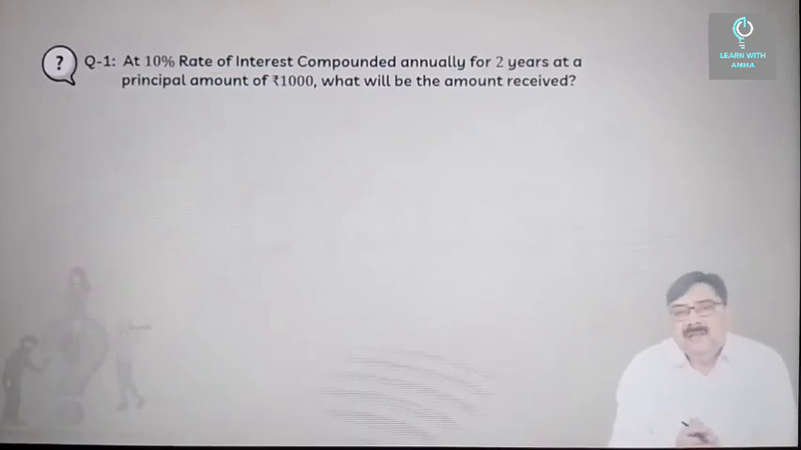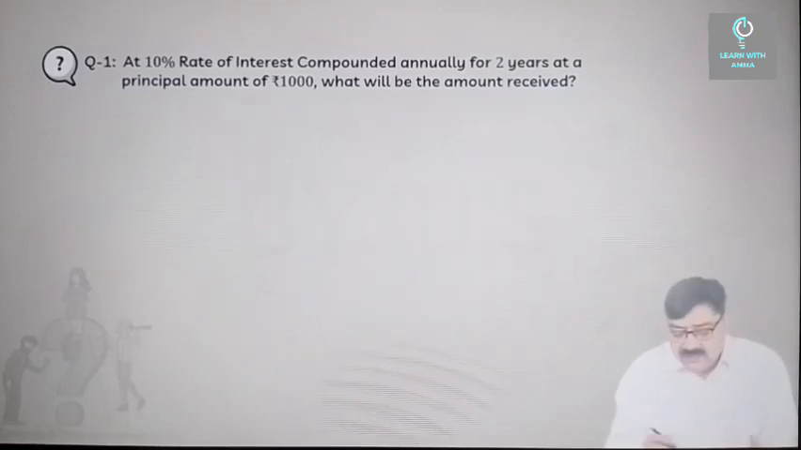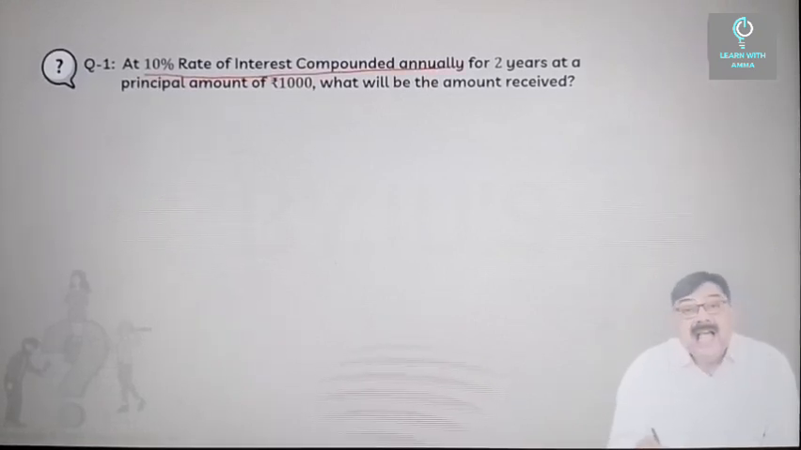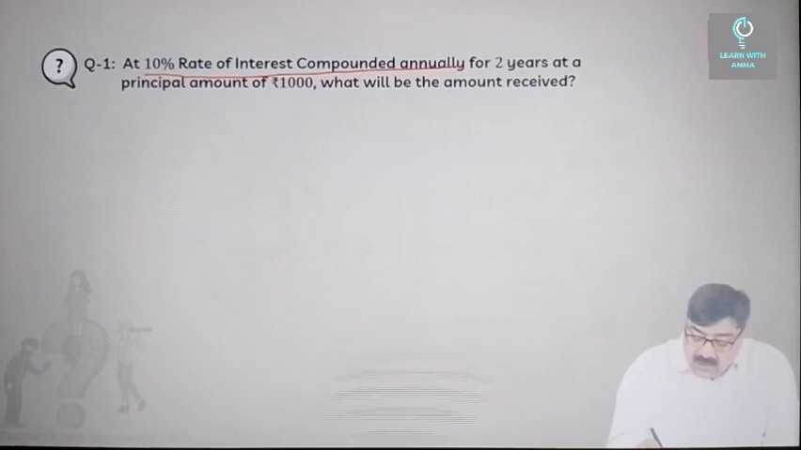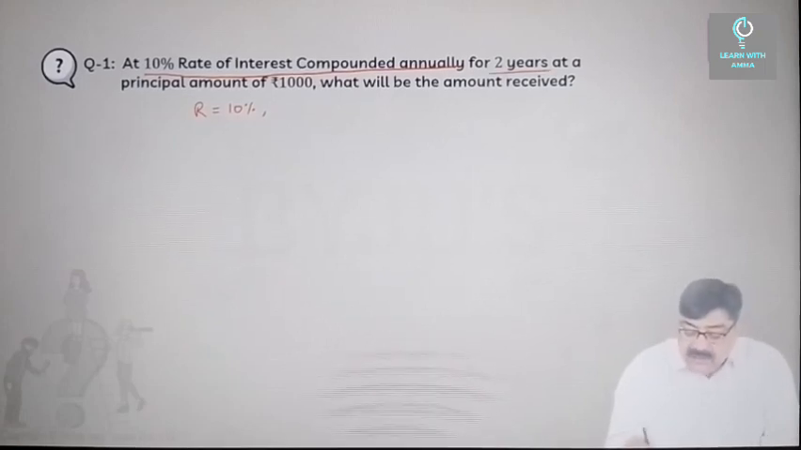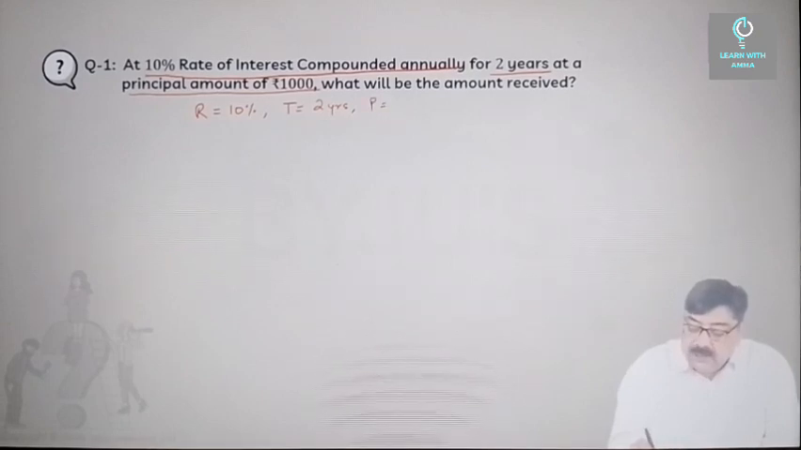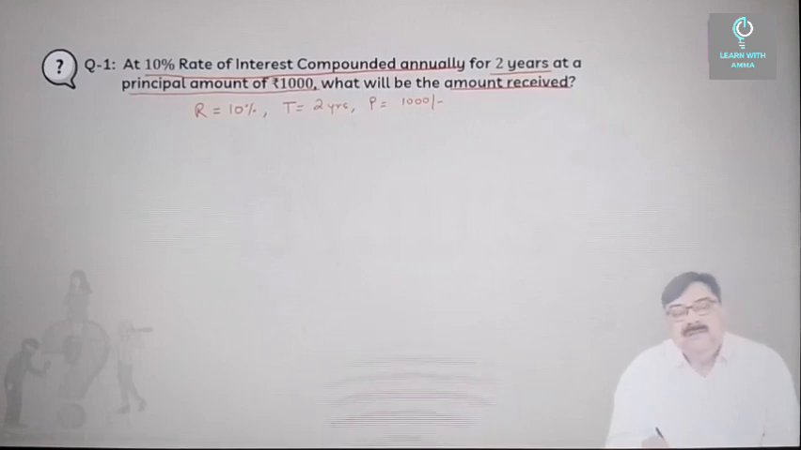Now let us solve a simple question and see how we can apply these fundamentals to solve questions. Now, at 10% rate of interest compounded annually. So the value for R, or rate of interest, is 10%. This is given for 2 years. So the other data which is given to us is the time duration, which is 2 years. At a principal amount of rupees 1,000, so the principal is given to you as 1,000 rupees. What will be the amount received?